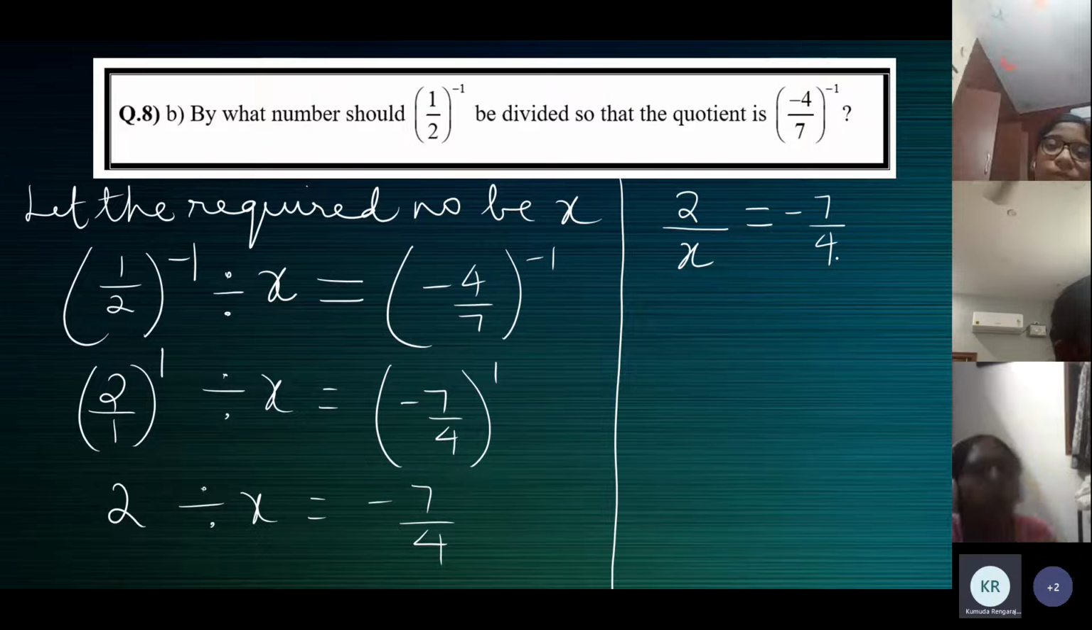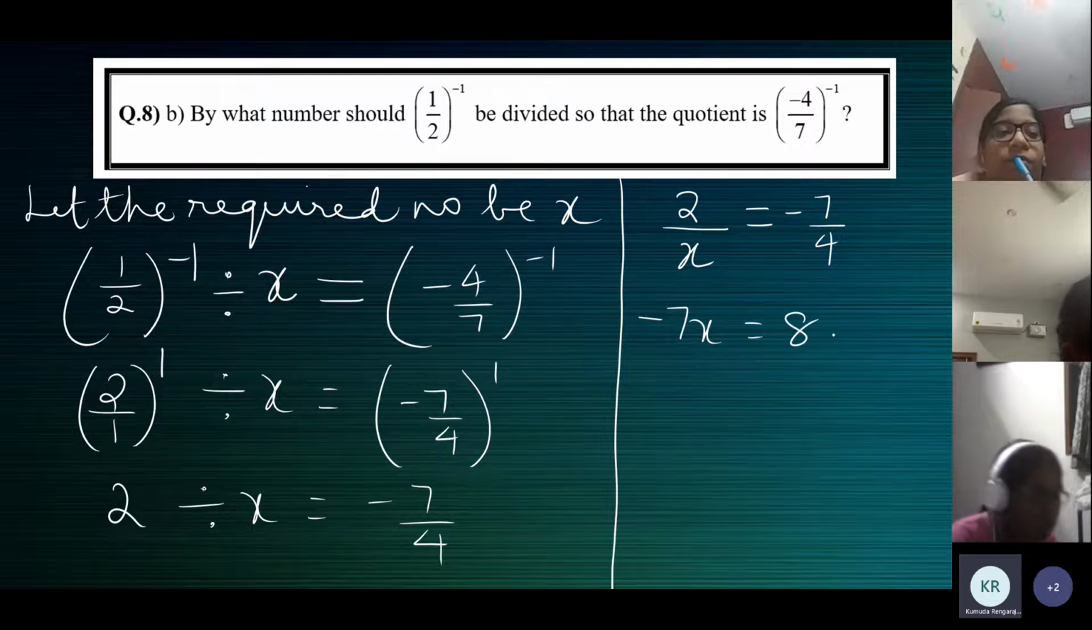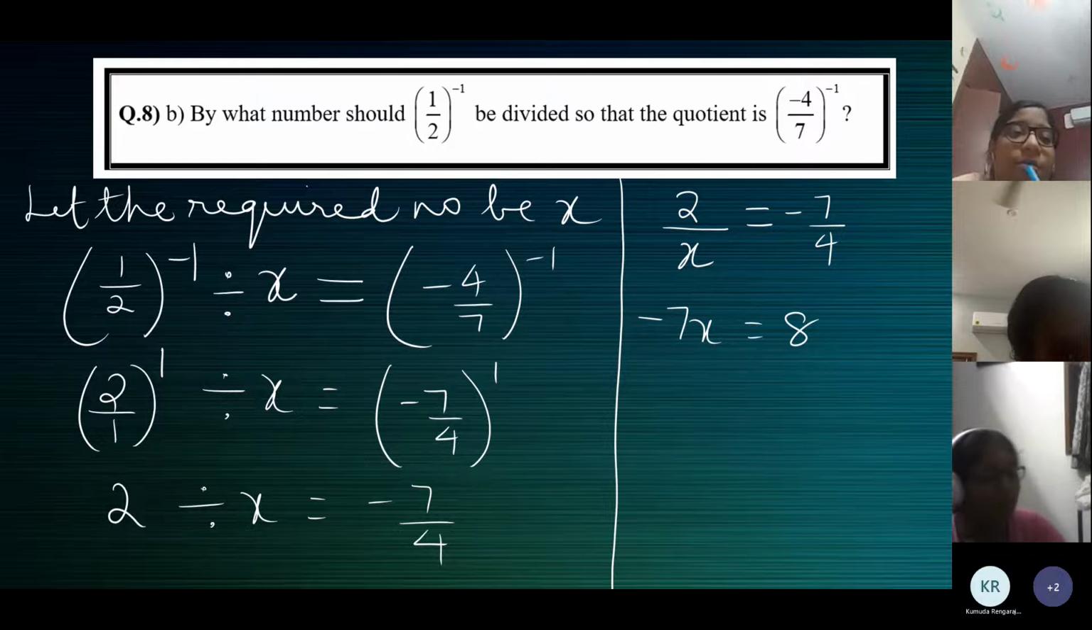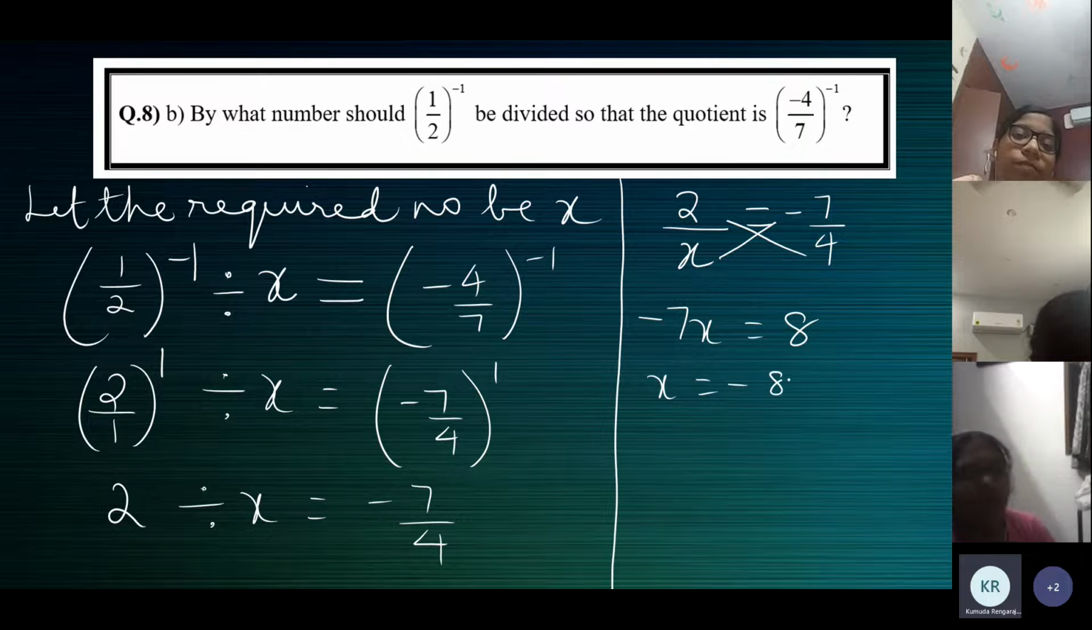Please write the step. 2 divided by x, like this, is equal to minus 7 by 4. Cross multiply. Minus 7x is equal to 8. We know cross multiplying, right? Minus 7x is equal to 8. x is equal to minus 8 by 7, or 8 by minus 7.